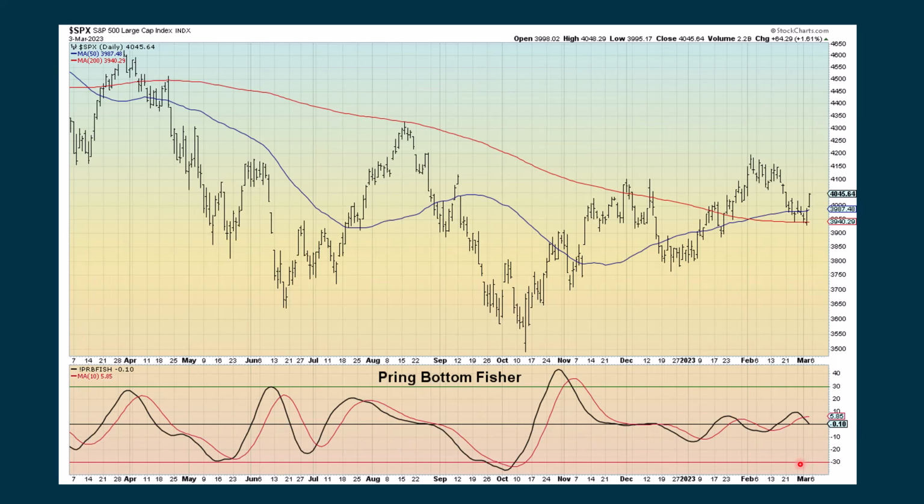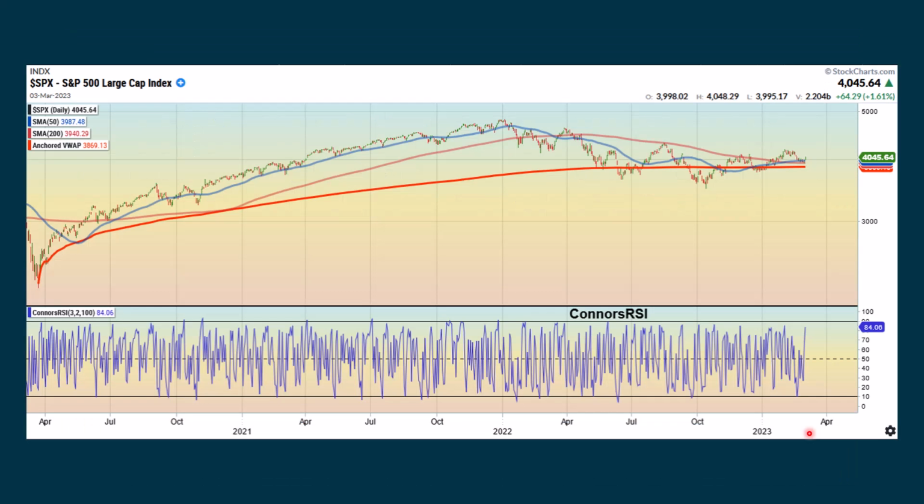The praying bottom fisher, it's just like its name says, it tries to pick bottoms in the market. And we had a crossover signal in the middle of February, but that kind of fizzled out. And now we have dropped below this moving average and it's not currently giving us a signal.